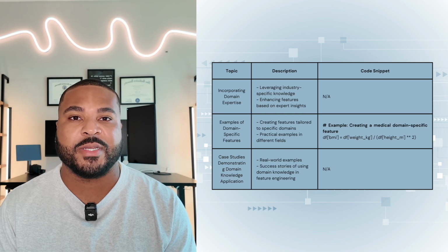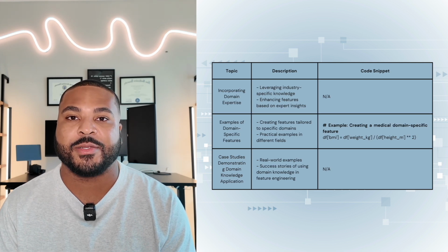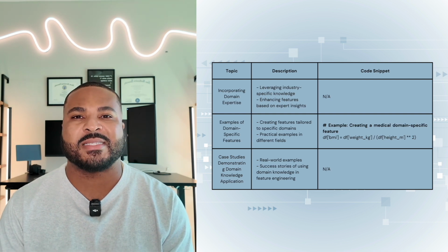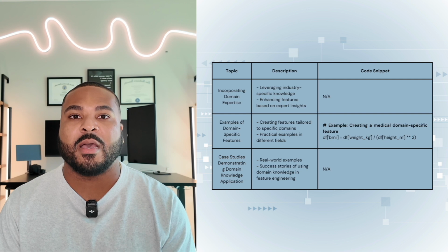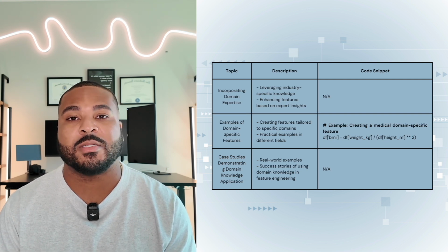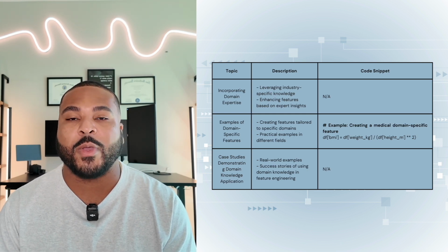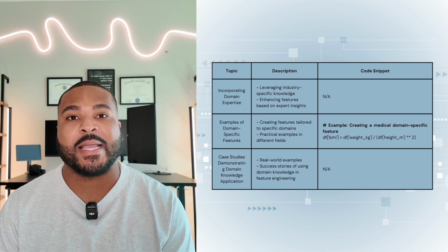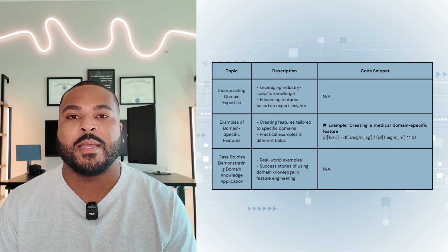For example, in the financial industry, domain knowledge might guide us to create features based on economic indicators, market trends, or risk factors that are particularly important for predicting stock prices or credit risk. Creating domain-specific features means generating variables that are tailored to the unique aspects of a particular field. Here are a few practical examples. Healthcare examples include calculating BMI, or body mass index, from weight and height. Finance examples include creating a moving average feature to track stock price trends. Retail examples include deriving a customer loyalty score based on purchase history.